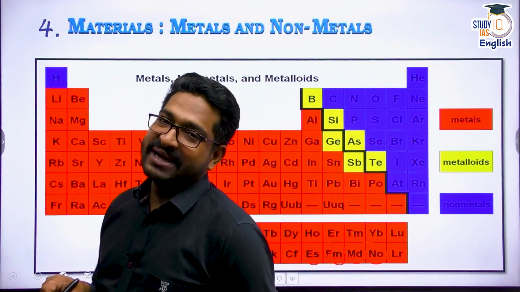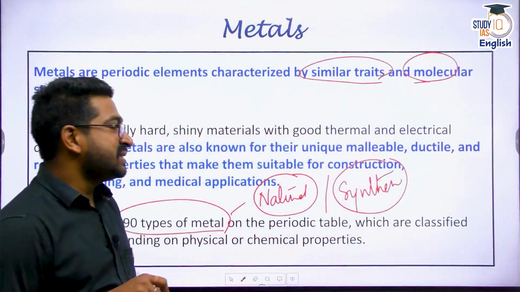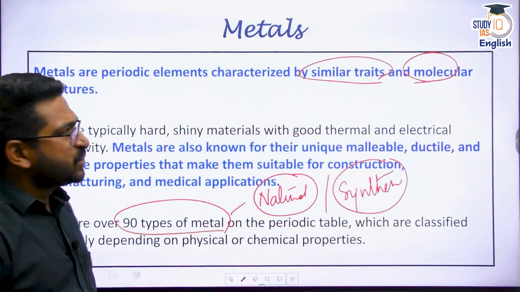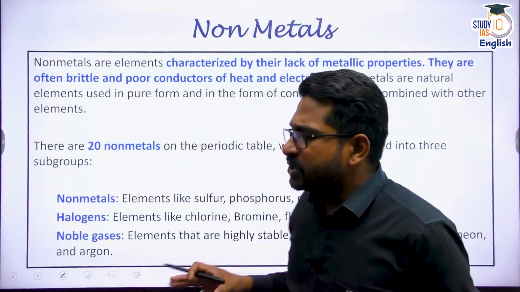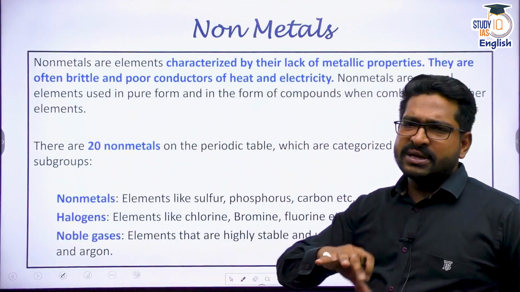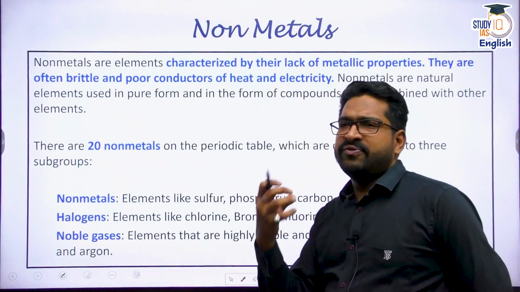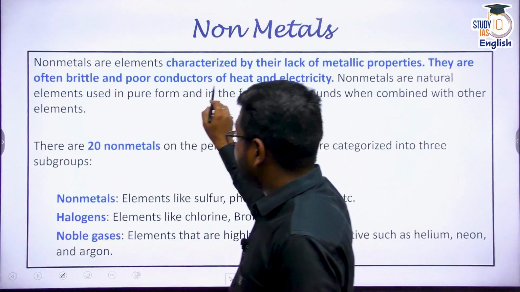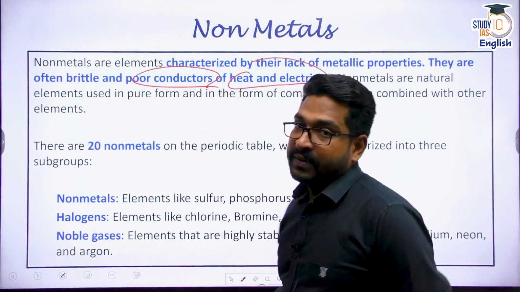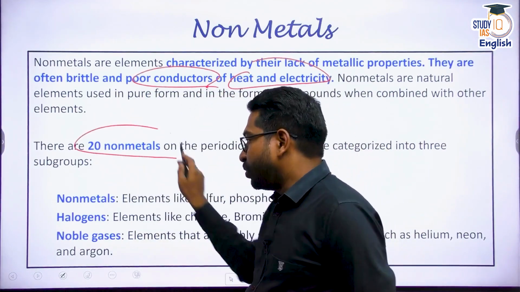These are named after the scientists because they are prepared synthetically in the lab. So these are metals which have certain basic traits. Non-metals also have certain basic traits. Non-metals are mostly gas, or even if you find them in solid form, they'll be brittle, they'll be poor conductors of heat and electricity. And there are about 20 odd non-metals.